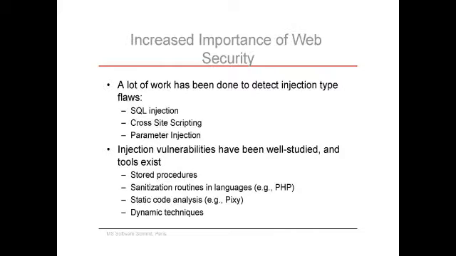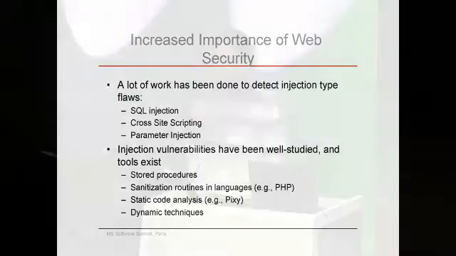A lot of work has been done to detect injection type flaws. You might have heard about SQL injection, a classic bug that is often found in web applications, but people have come out with solutions to detect such bugs. You might have heard about cross-site scripting, which is an attack where JavaScript or HTML is injected in an application. It's a very simple attack, but it can cause big problems.